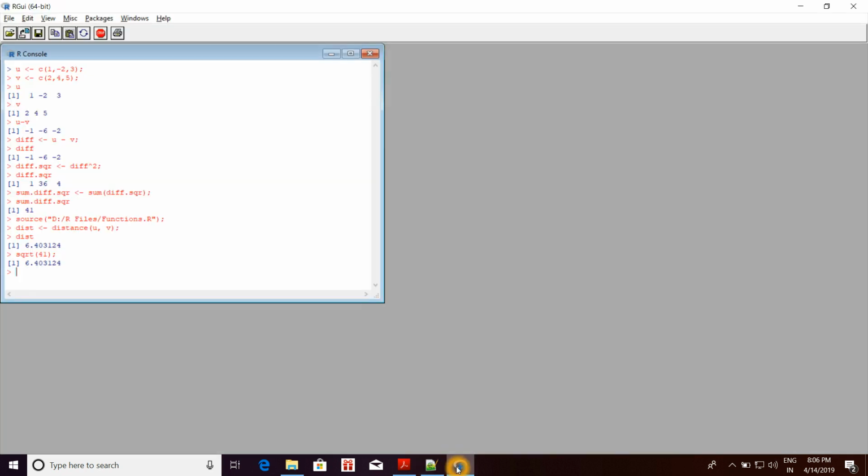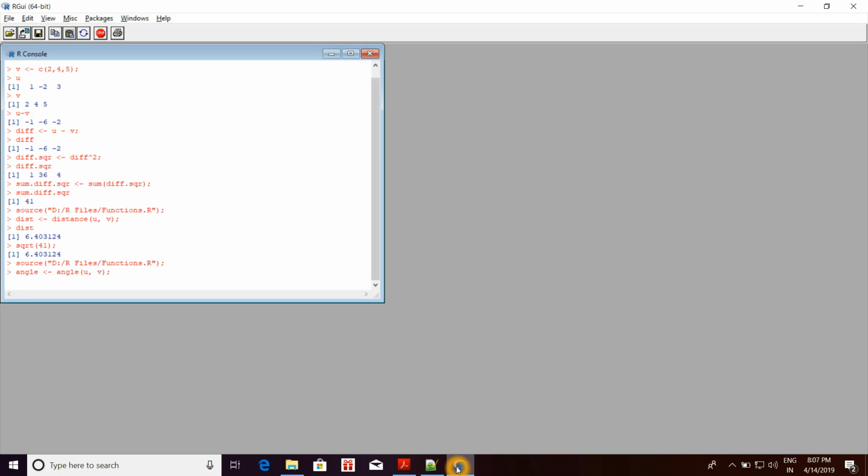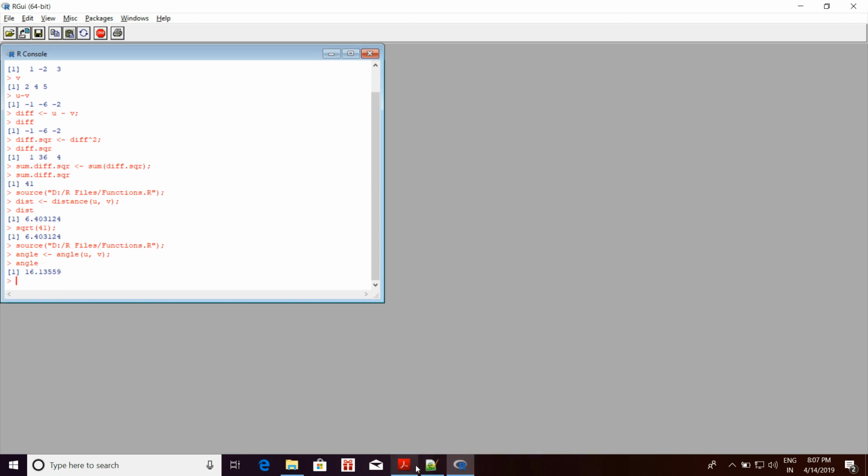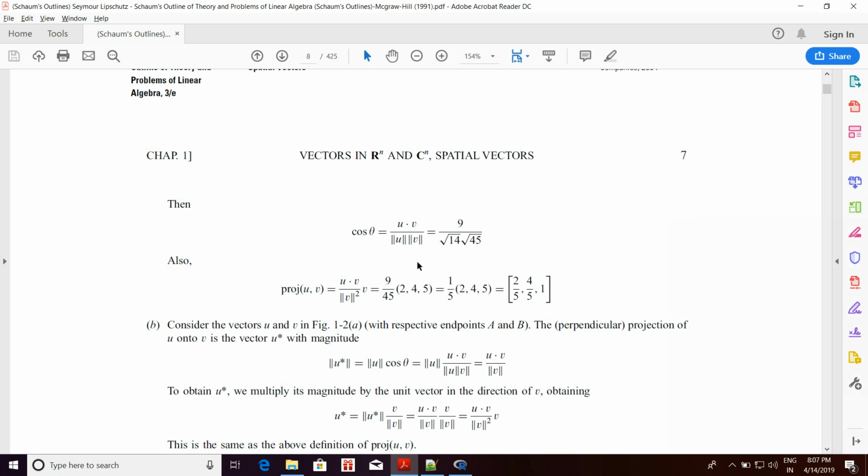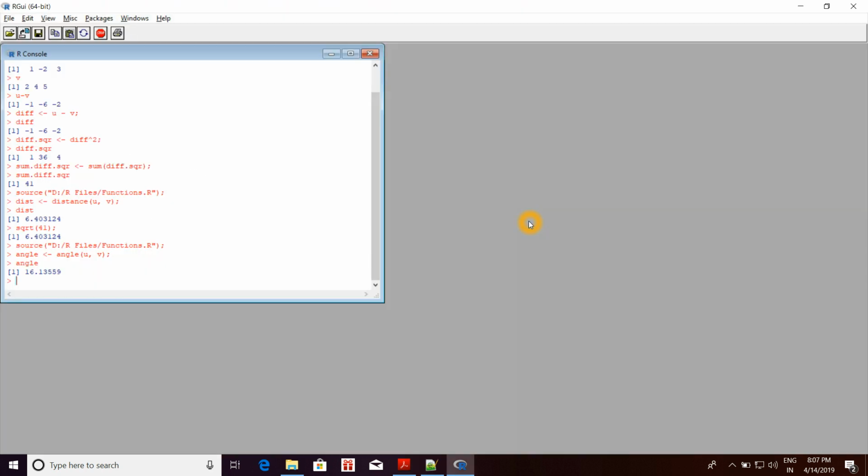Again we have to load it, and then we get the angle between two vectors as angle u and v. So the angle will be this. So this is the angle, 9 by root 14 into root 45. So 9 by root 14 into root 45.